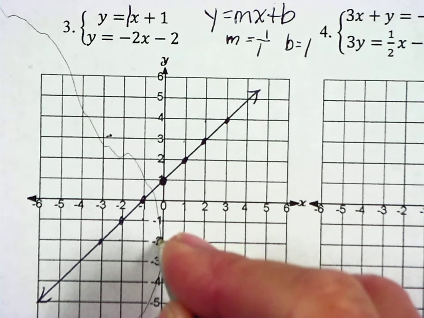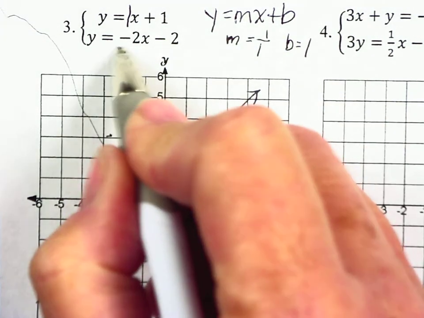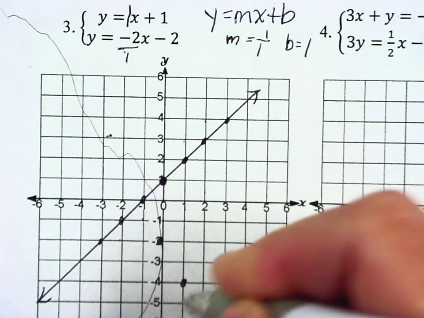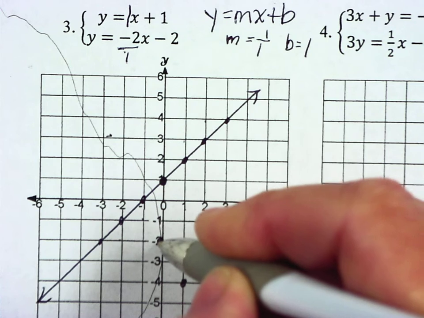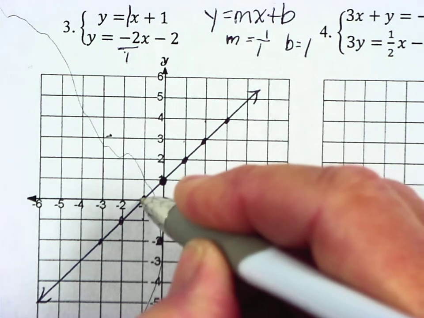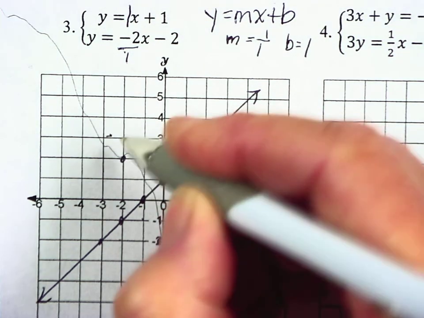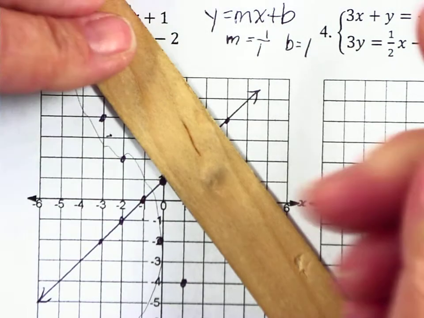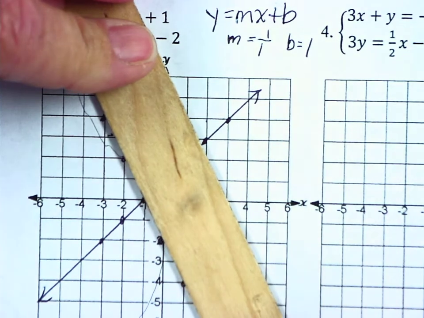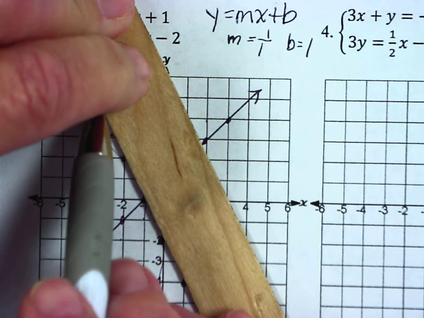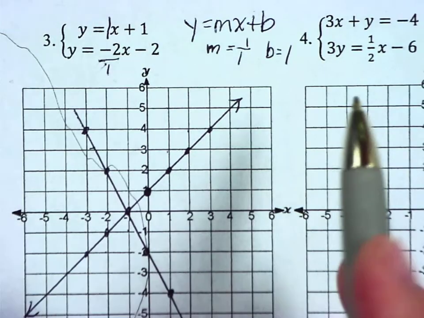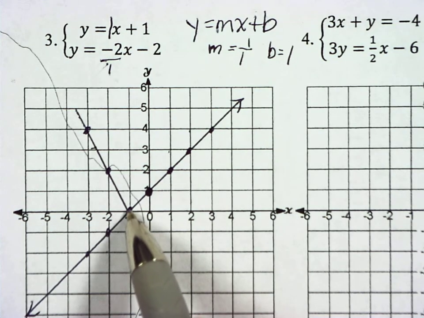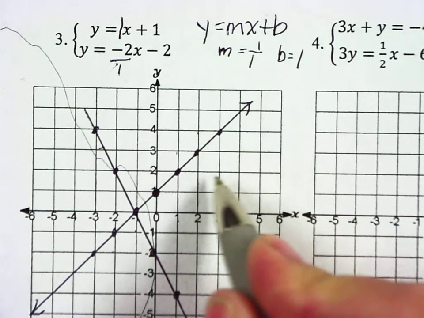And my movement is -2 over 1. So I'm going to go down 2 to the right 1, down 2 to the right 1, or I'm going to go up 2 and back 1, up 2, back 1, up 2, back 1. And I have myself a nice straight line. I'm going to connect my points. And if I do it really carefully, it appears that these both contain the point -1, 0.